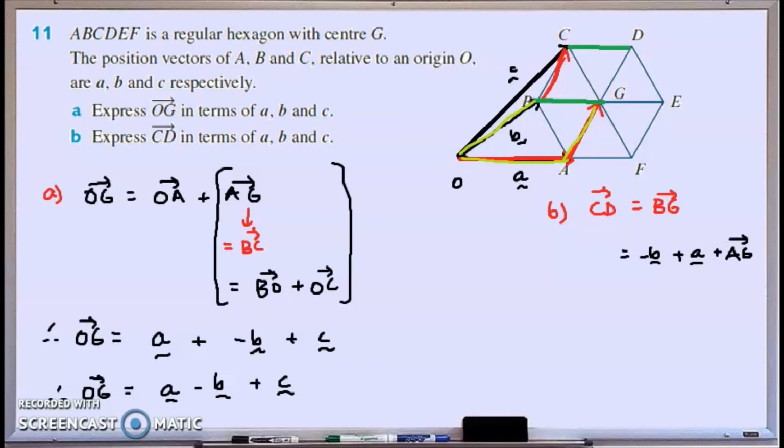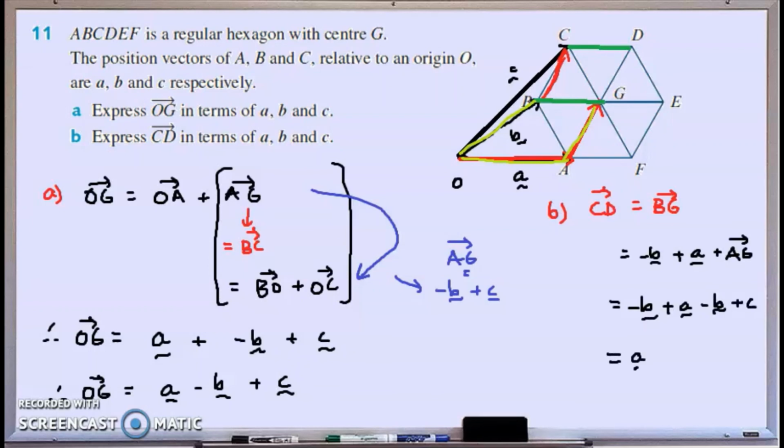Now I know from the previous question that AG equals from B to O to C, or negative B plus C. So I'm going to substitute my value of negative B plus C into this side. And so I'm going to get BG equals negative B plus A minus B plus C, or A plus C take 2B.